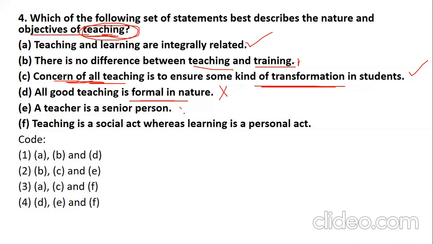A teacher is a senior person? Definitely not. You have many youngsters coming in this profession. तो टीचर का सीनियर ही होना करेक्ट ऑब्जेक्टिव है? नो. Teaching is a social act whereas learning is a personal act. टीचिंग हम एक साथ करते हैं, लर्निंग कम्स टू रिड्यूस टू वन पर्सन. सो लेट्स सी नाउ, ऑप्शन नंबर डी एंड ई हमने निकाल दिए हैं. डी एंड ई आर नॉट देयर इटसेल्फ. तो हमारा ऑप्शन जो बचता है वो है 3, दैट इज टीचिंग एंड लर्निंग आर रिलेटेड. यस, हमने ऑलरेडी मार्क किया है. Transformation है, yes, we have done that. So teaching is a social act.